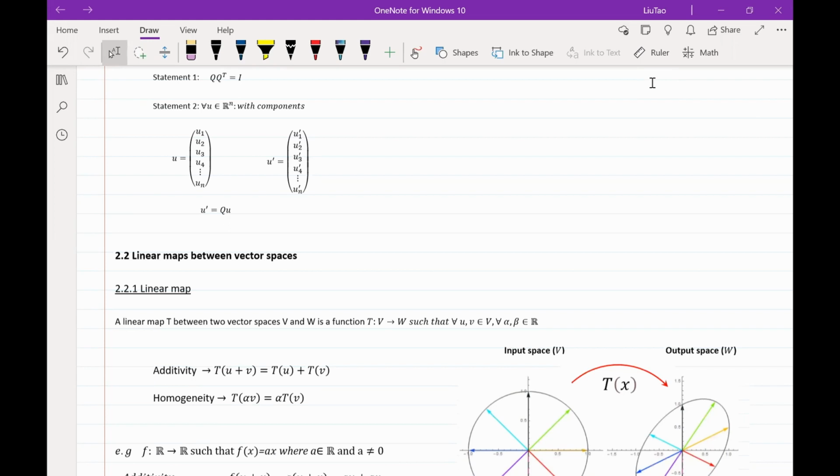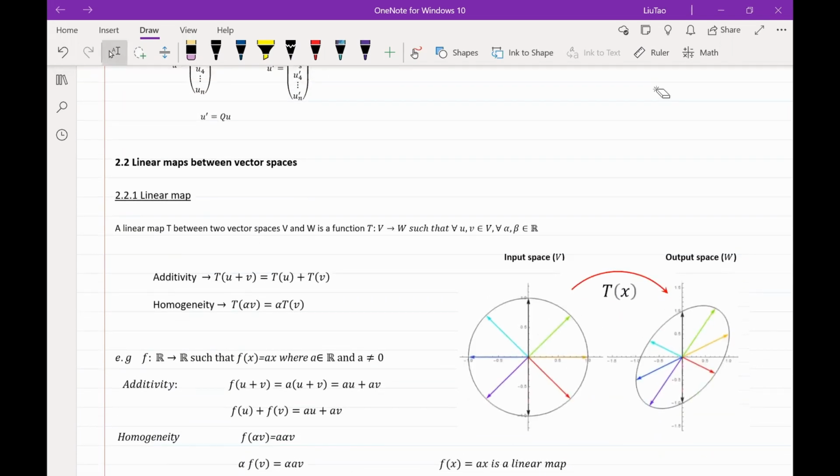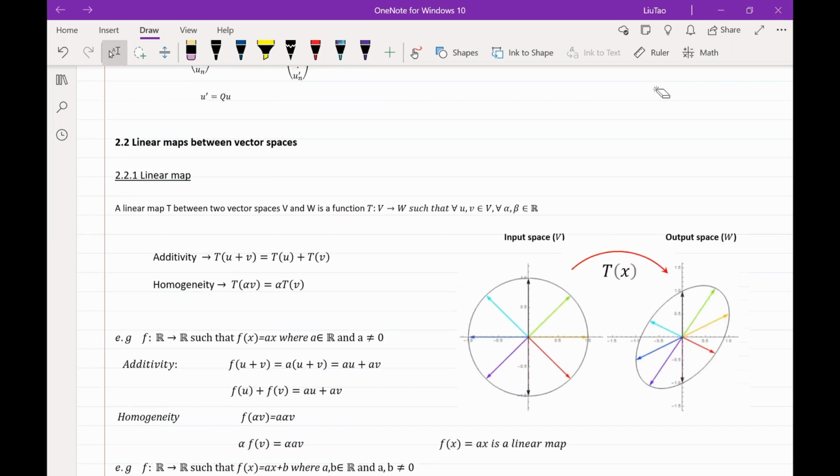Okay. In today's lecture, we will be focusing on linear maps between vector spaces. In section 2.1, we were always talking about what happens in one space. Now we have added another space, so we are trying to find the relationship between the first space and the second space. These two spaces can be the same.